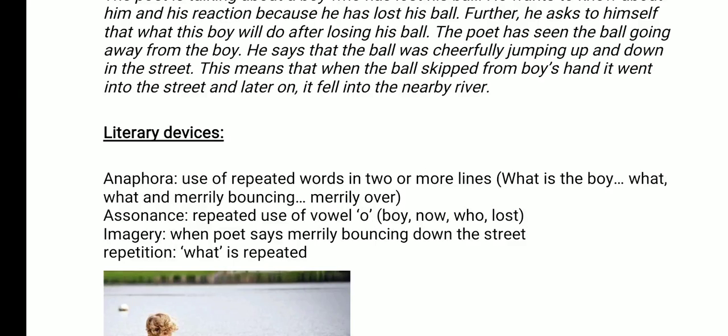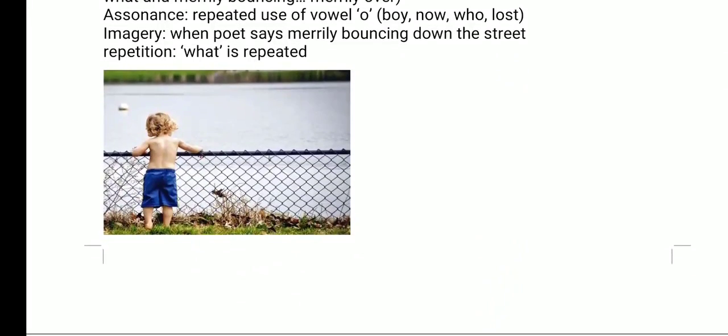Then imagery. When the poet says merrily bouncing down the street, this is the imagination of the poet that the ball is running merrily, cheerfully, happily. It means the boy is also happy like the ball. The ball is also happy like the boy. Both are one and the same thing. So that's why this is the imagination of the poet. That's why the whole paragraph shows one more literary device, that is imagery. Now come to the next stanza.